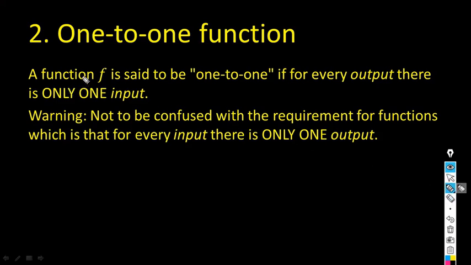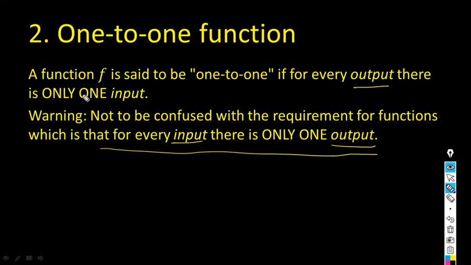So what is this? A function f is said to be one-to-one if for every output of the function there is only one input. And warning, this is not to be confused with the requirement for functions, remember, which stated that for every input there is only one output. Okay, this is the requirement for something to be a function. For each input you are allowed to have only one output, but the definition of a one-to-one function is reversed. Can you see? It's telling you that for every output there has to be only one input. Okay, so it's the reverse of this statement.